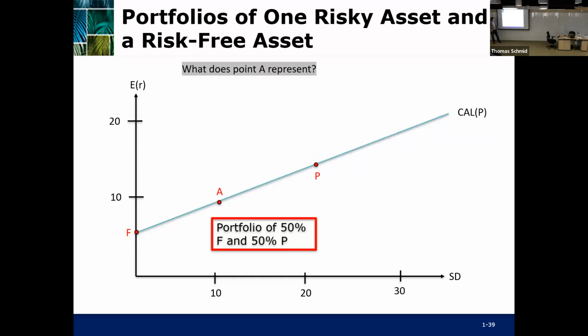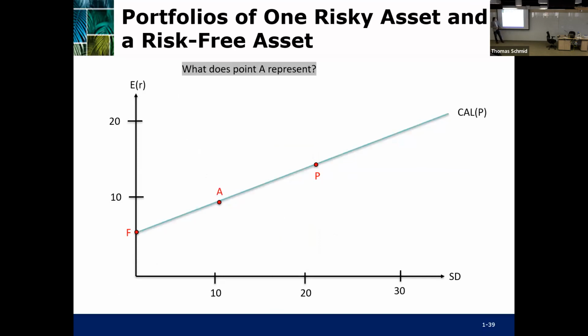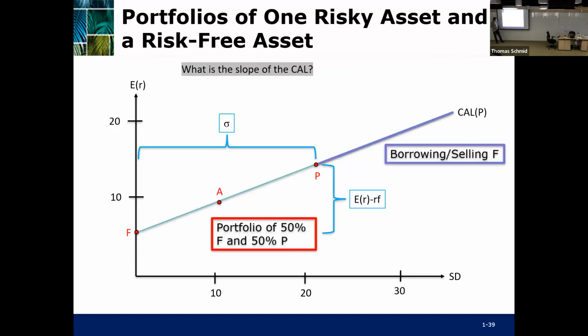So this, quickly go back. This is exactly this expression here. 8 divided by 22. So 8 is the risk premium, 15 minus 7, and 22 is the risk. So this is the slope of the capital allocation line. Risk premium divided by risk. Okay? So what would now happen if the lending rate and the borrowing rate are different?